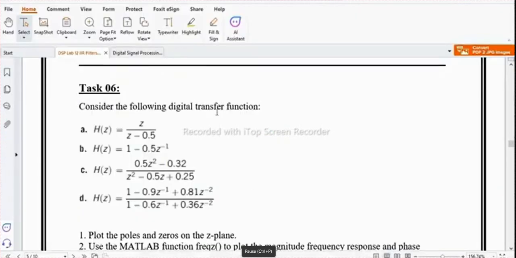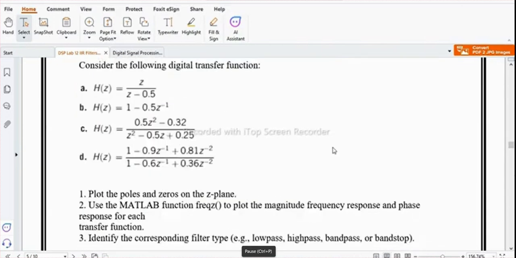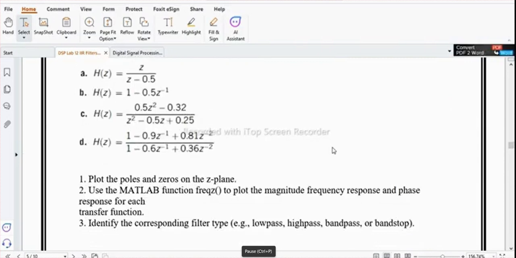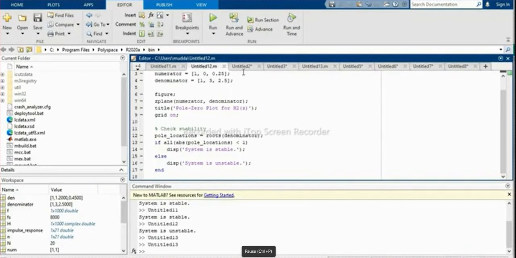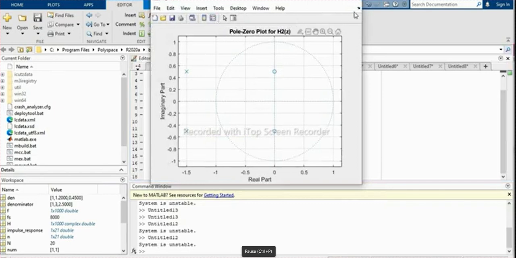Next we have task number 6. Consider the following digital transfer functions. We have to plot poles and zeros on the z-plane. Use the MATLAB code to plot the magnitude frequency response and the phase frequency response for each transfer function. Identify the corresponding filter type. Here is the code that is used for this task, and we have to implement this code on MATLAB. And the output of this task is here, the pole-zero plot of H2 of z.